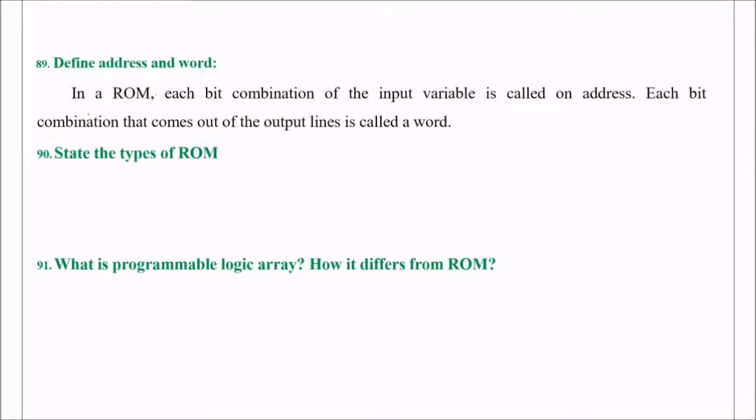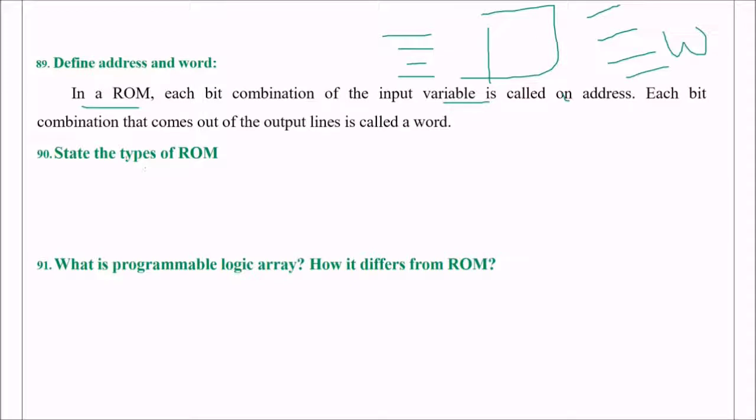Define address and word. In a ROM, each bit combination of the input variable is called an address, and each bit combination that comes out of the output lines is called the word. So the combination of the input variable is the address, and the combination that comes out of the output lines is the word.